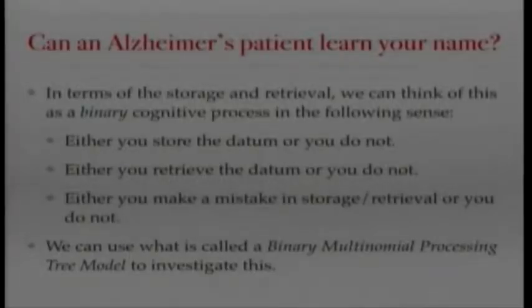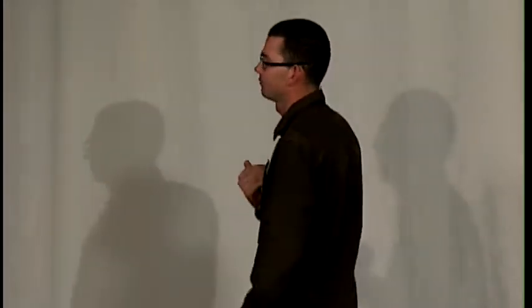And so we could think of this as a binary cognitive process. By binary, of course, meaning two. Either you store it or not, you retrieve it or you don't. But if we want a good model, we need to take into account the possibility that people make mistakes. You might not get the information right in the first place. You might not get the word right or the name right.